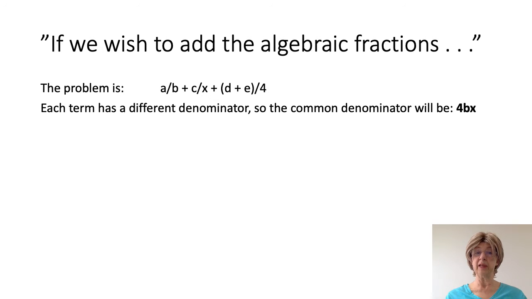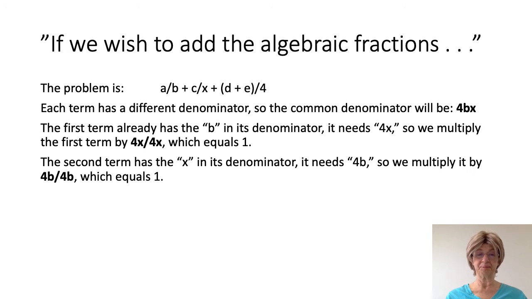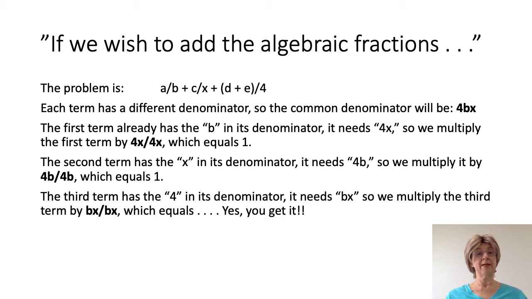Each term has a different denominator, so the common denominator will be 4bx. The first term already has the b in its denominator, so it needs 4x. So we multiply the first term by 4x divided by 4x, which equals 1. The second term has the x in the denominator, so it needs 4b. So we multiply it by 4b divided by 4b, which equals 1. The third term has the 4 in its denominator. It needs bx, so we multiply the third term by bx divided by bx, which equals, yes, you get it, 1.